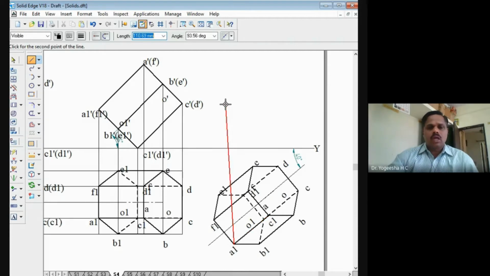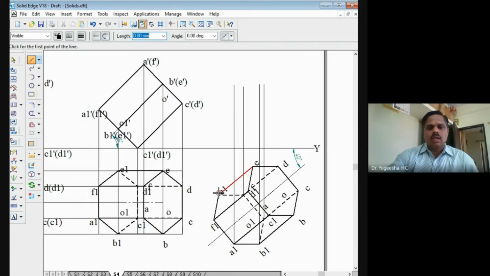A1 to A1 dash. So, I can take like this. I'll draw A1, then B1. Draw vertical lines like this. Then C1 is here. Then D1 is here, then E1 is here, and F1 is here, like this. F1 will come like this.